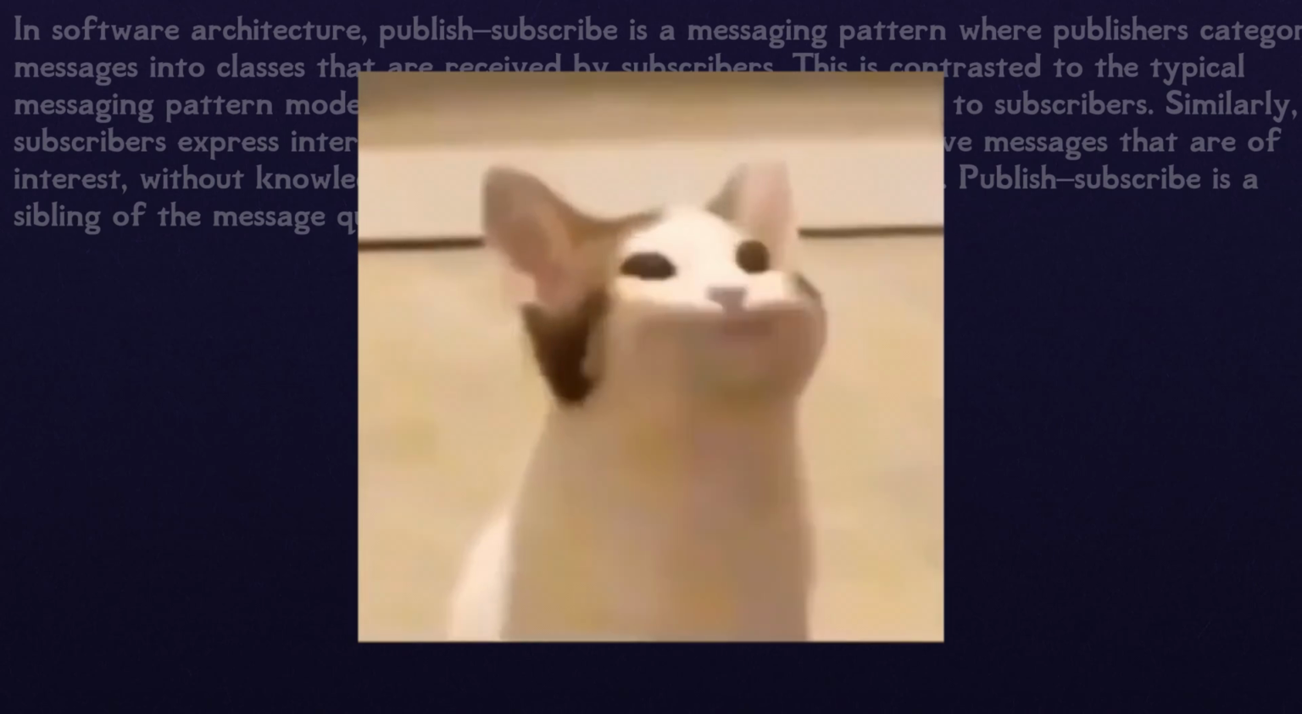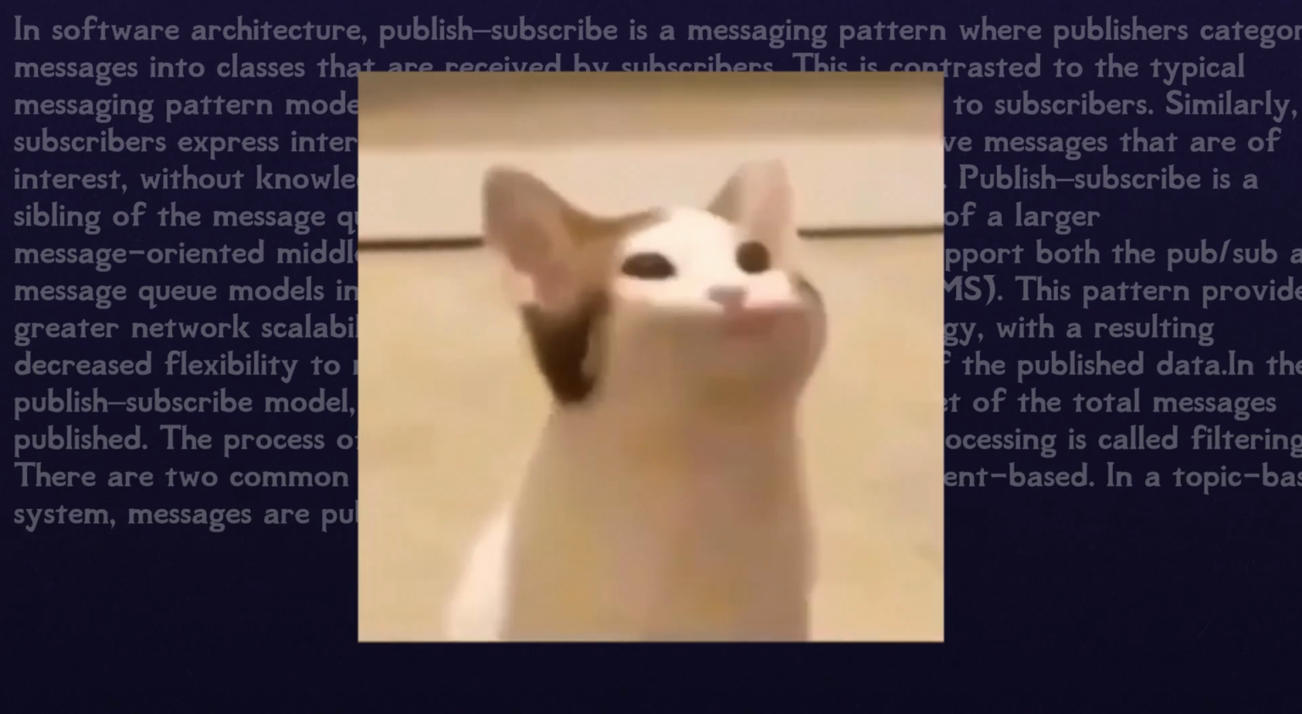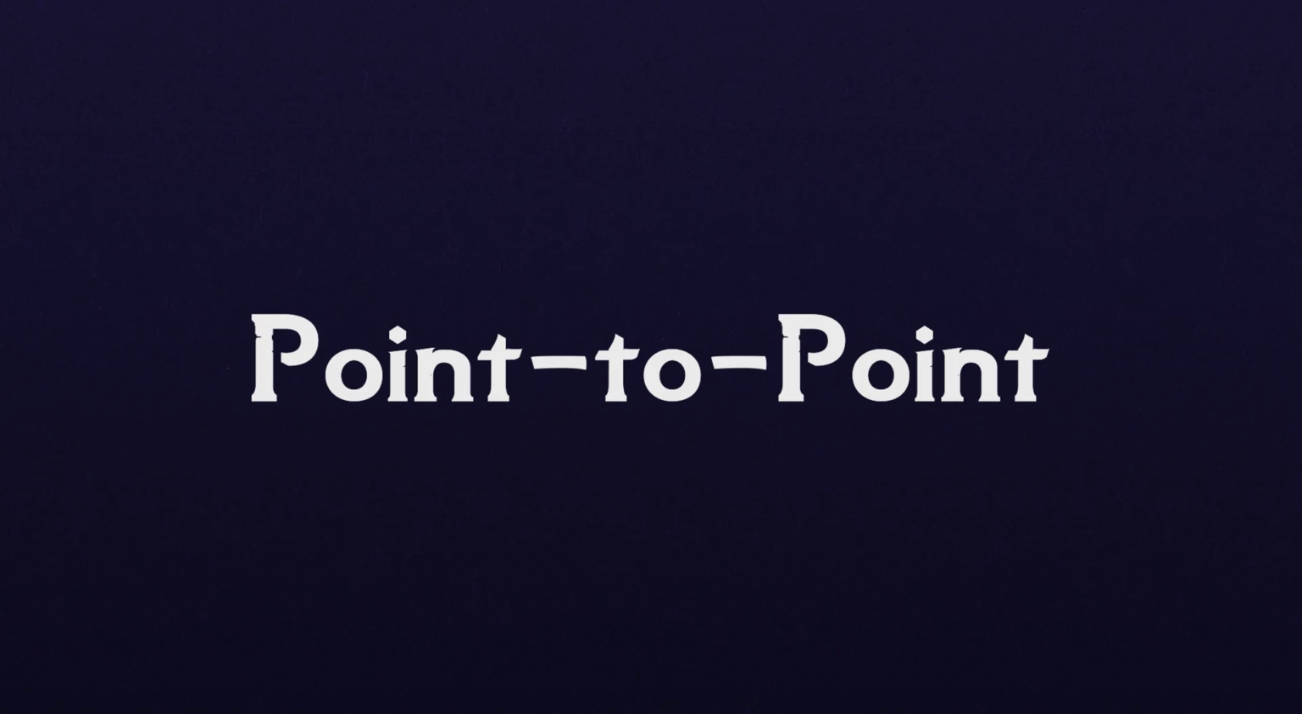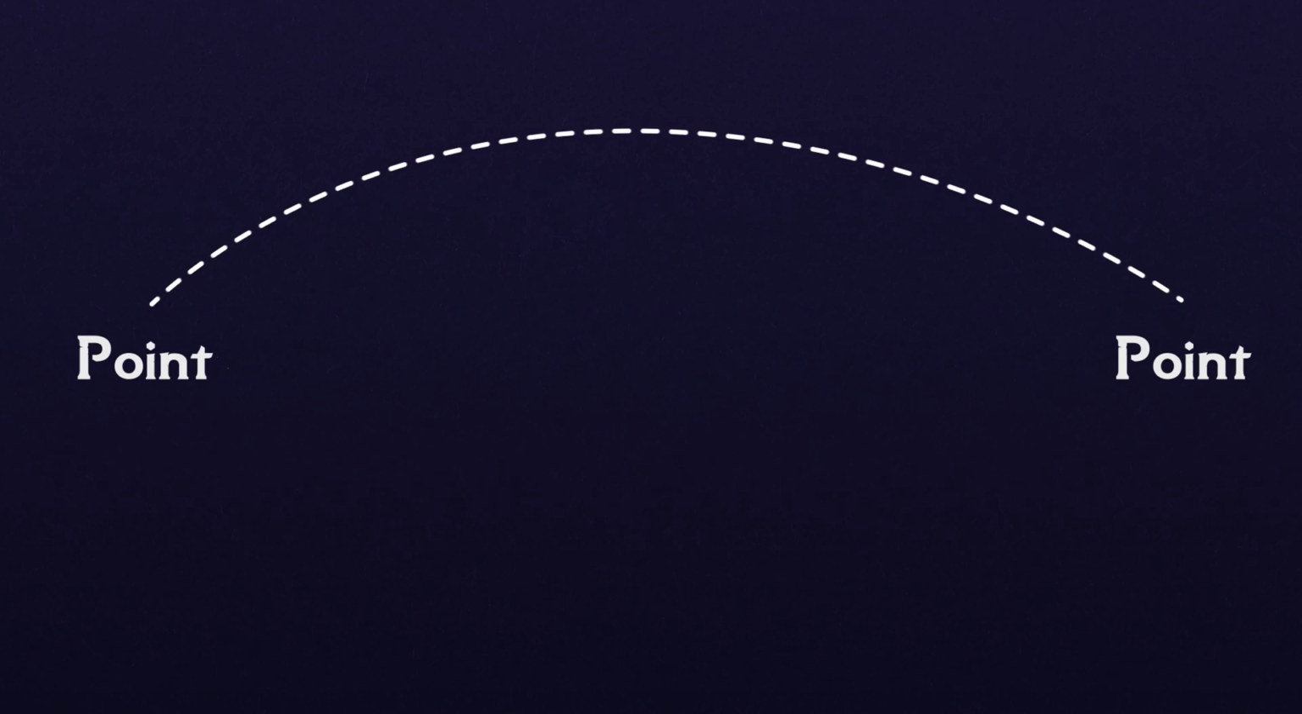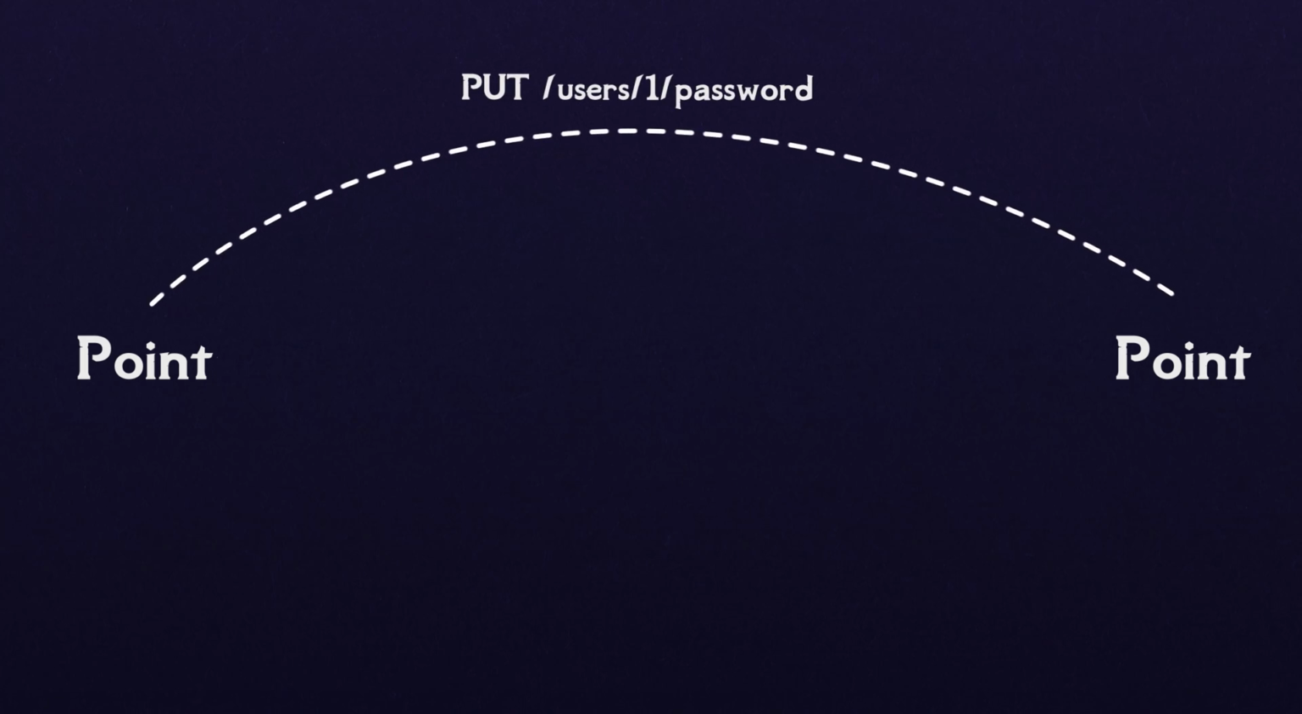But to talk about PubSub, we first need to understand how it differs from a simple point-to-point system. In a point-to-point system, one application sends a message directly to another. A simple HTTP PUT request, say to update a password, is a good example of a point-to-point system.